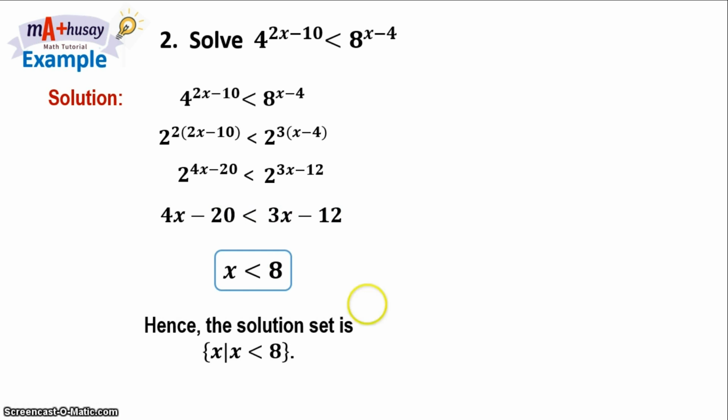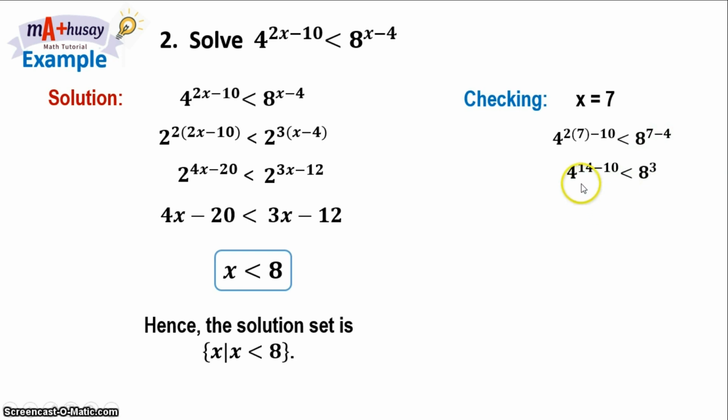So, let's check if our solution is correct. So, when x is equal to 7, diba? 7 is smaller than 8, right? So, we plug this 7 into the exponential inequality. So, we have 4 raised to 2 times 7 minus 10 less than 8 raised to 7 minus 4. So, we have 4 raised to 14 minus 10 less than 8 cubed. So, 4 raised to 4 less than 8 cubed.